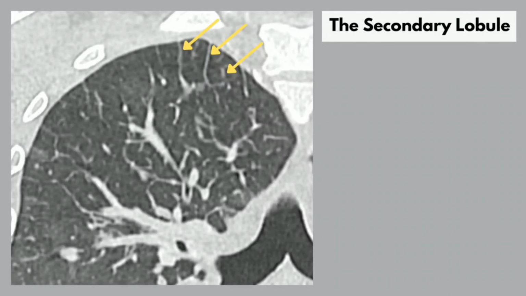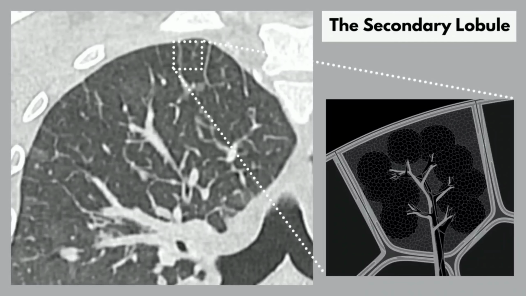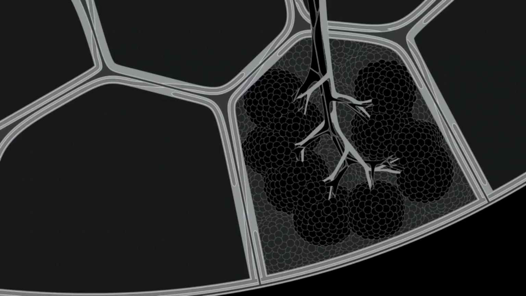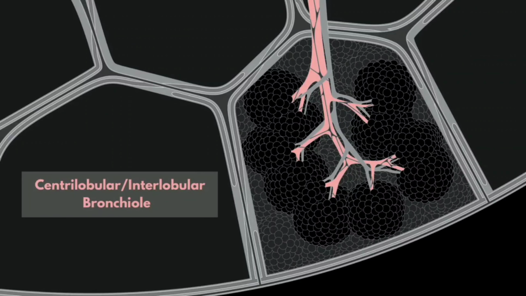The diagram of the secondary lobule has been rotated here to match the alignment of the chest CT. The secondary lobule is the smallest functional unit of lung that is demarcated by connective tissue septa, called the interlobular septa, seen here in yellow. Secondary lobules are supplied by a centrally positioned bronchiole called centralobular or interlobular bronchiole, shown here in pink.